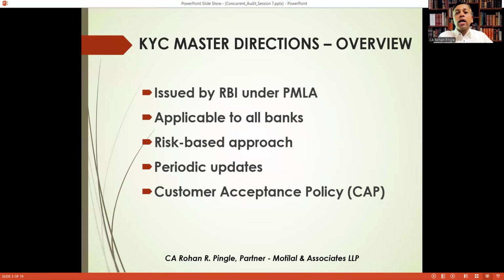Let's see the KYC Master Direction overview. The RBI has issued the Master Direction, Know Your Customer, that is KYC, to standardize compliance across the banks. Key elements include customer acceptance policy, customer identification procedures, risk management, and monitoring of transactions. The directions mandate a risk-based approach, that is RBA, meaning higher scrutiny for high risk customers. As concurrent auditors, we need to verify whether the branch follows the documented KYC policy of the bank, whether periodic updates are being complied with, and whether risk categorization is documented or not.